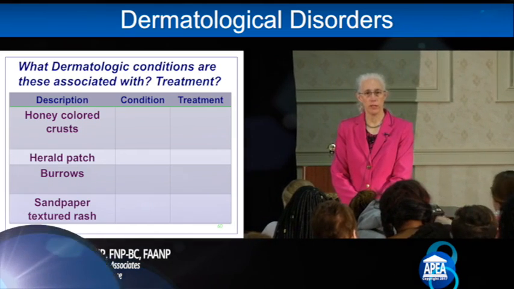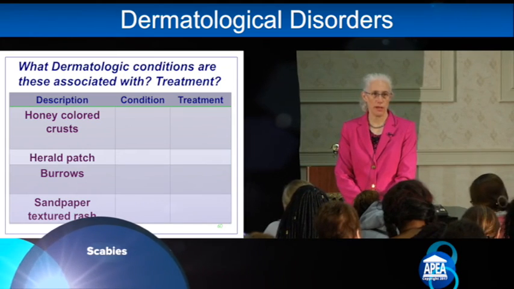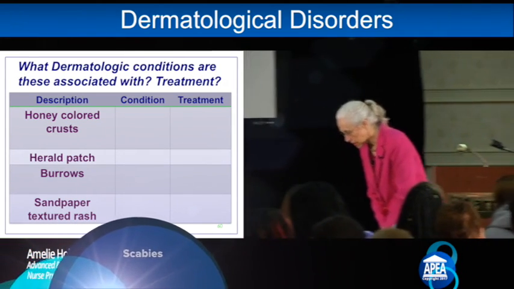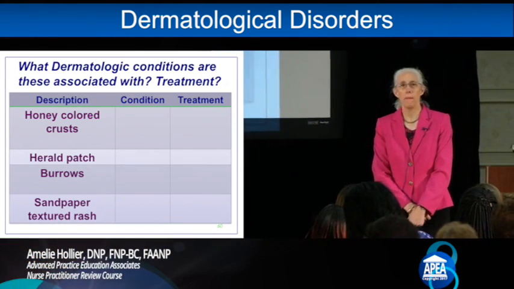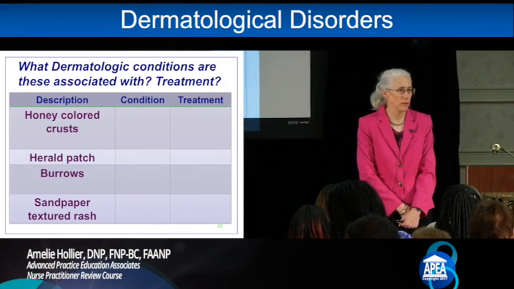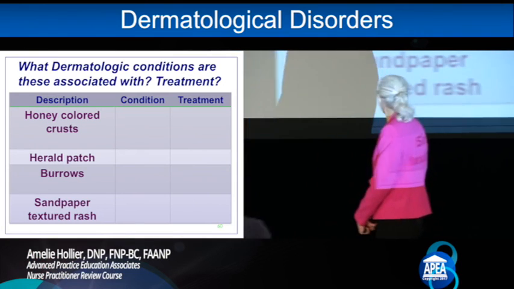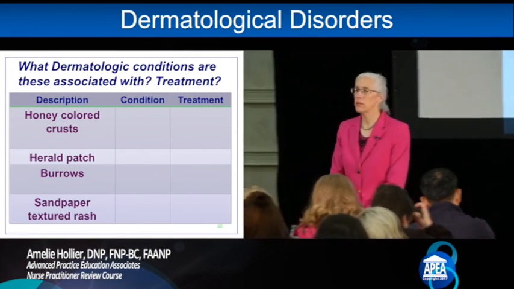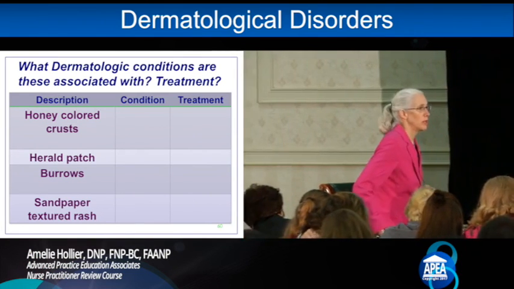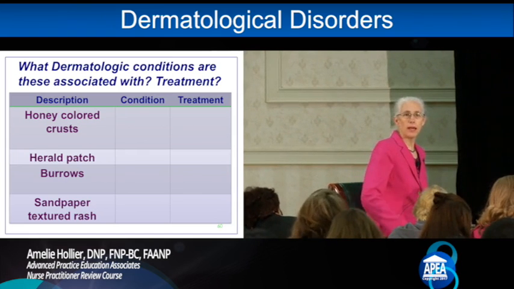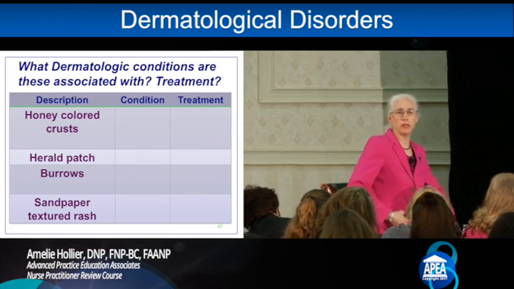Burrows. Scabies. How do we treat scabies? Permethrin, right? Permethrin. Sandpaper textured rash. A sandpaper textured rash. I'll give you a clue. It's on the trunk.